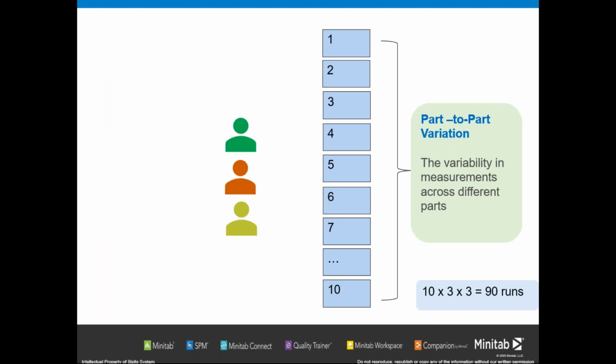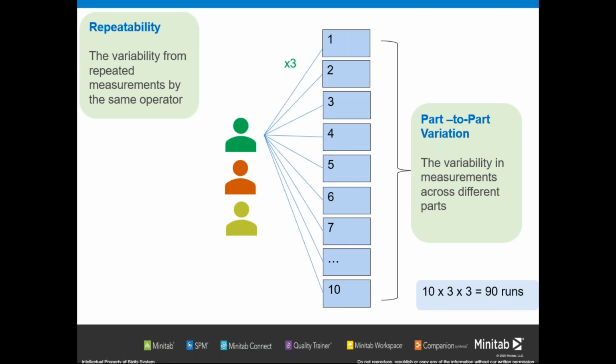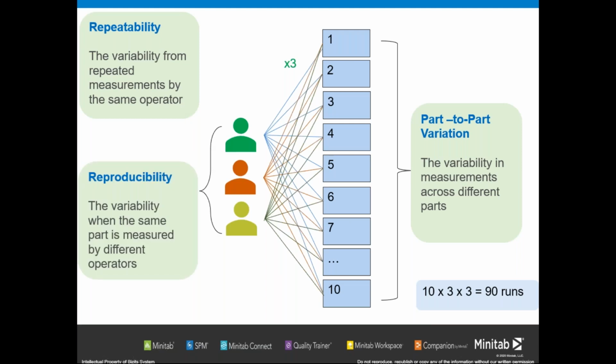This is how we do the experiment or the worksheet. Let's say you have 10 parts and 3 operators, and every operator repeats the measurement 3 times. This gives the variability from the repeated measurements by the same operator. Then reproducibility is when the same part is measured by different operators, so in reproducibility we have operator and then operator by part. This is how we do the experiment.